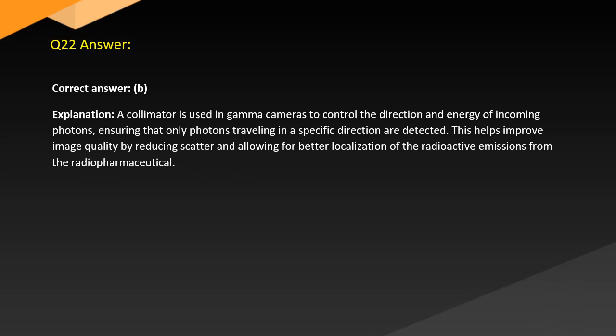Answer. Correct answer: B. Explanation. A collimator is used in gamma cameras to control the direction and energy of incoming photons, ensuring that only photons traveling in a specific direction are detected. This helps improve image quality by reducing scatter and allowing for better localization of the radioactive emissions from the radiopharmaceutical.